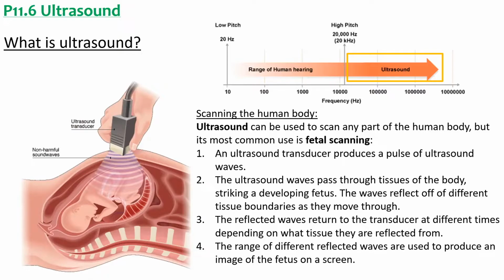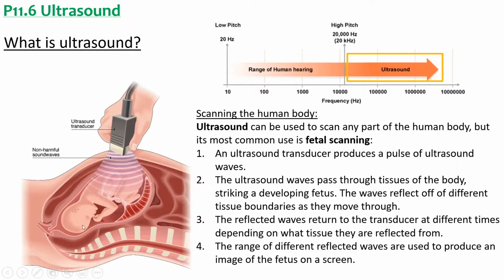Sometimes they're used not just for babies, but for people's hearts, their kidneys, and lots of other organs. Generally, if a doctor can look at an organ with an ultrasound, they will, rather than using X-ray or any other type, because it's the simplest one and the least harmful. So ultrasound waves pass through tissues of the body. Tissues means types of skin and other things. It won't pass through bone, so it can't image bones.